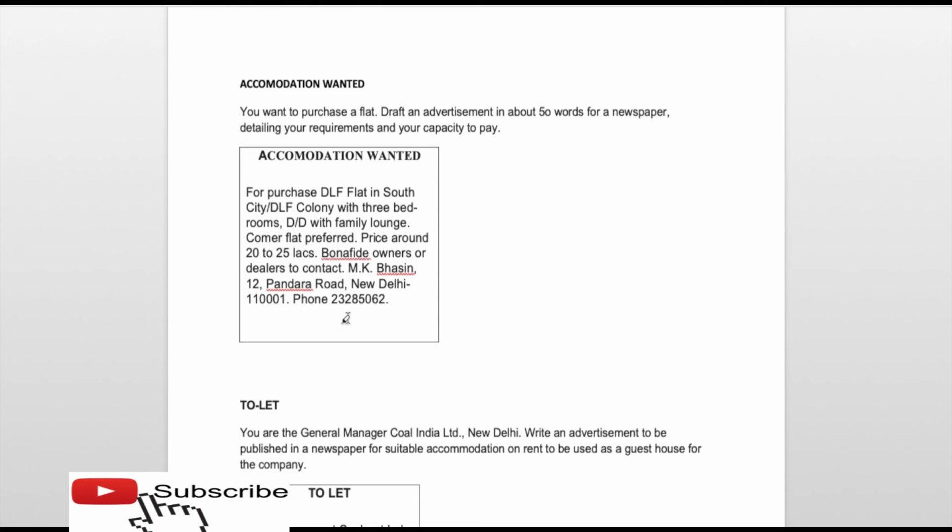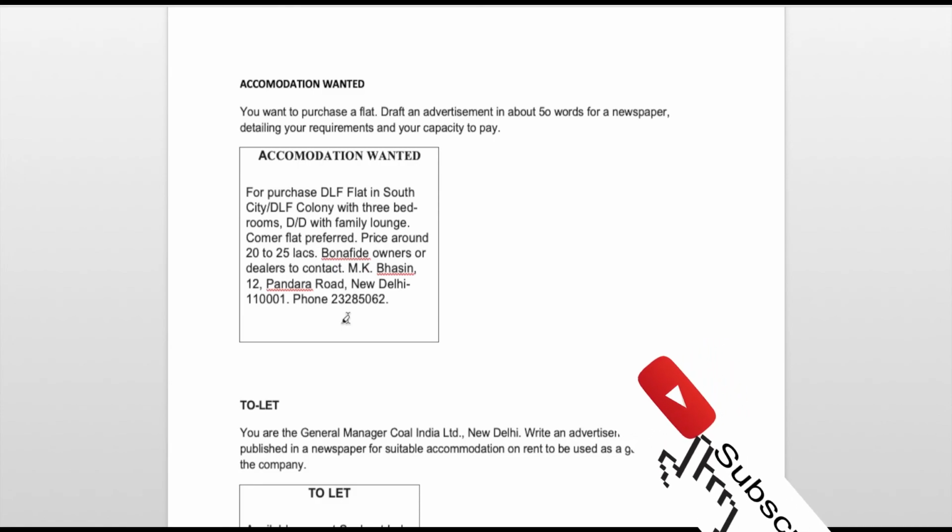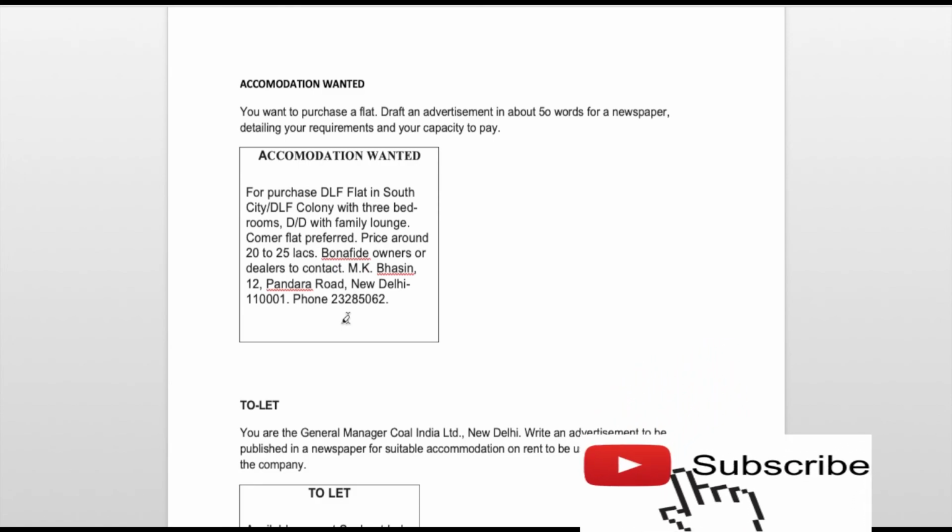For purchase, DLF flat in South City, DLF colony with 3 bedrooms, DD with family lawns, corner flat preferred, price around 20 to 25 lakhs, bona fide owners or dealers to contact, MK Bhasin, 12 Pandara Road, New Delhi, and then the pin code is given and then the phone is given, right? So this person has stated all the necessary requirements. South Delhi, he wants a house in South Delhi, 3 bedrooms, corner flat would be preferred, and the person is willing to pay 20 to 25 lakhs. And if the owners and the dealers can contact MK Bhasin, who lives at this specific address.